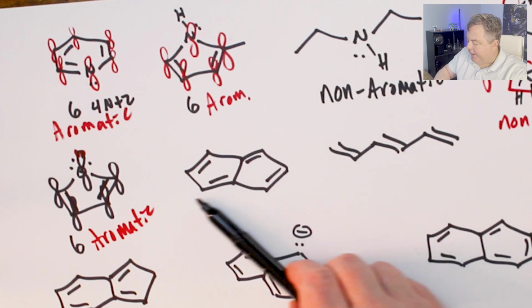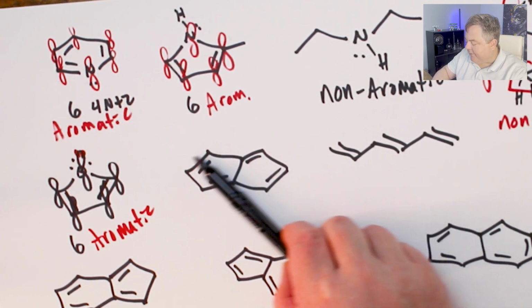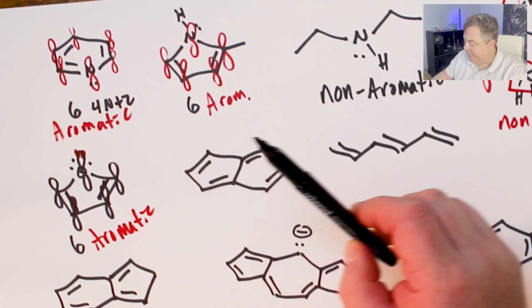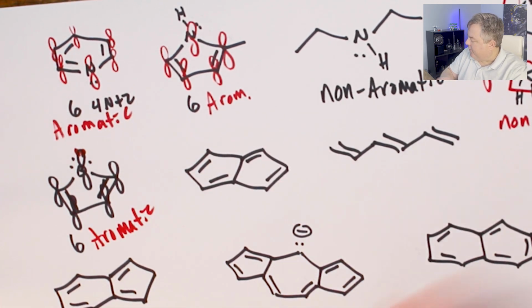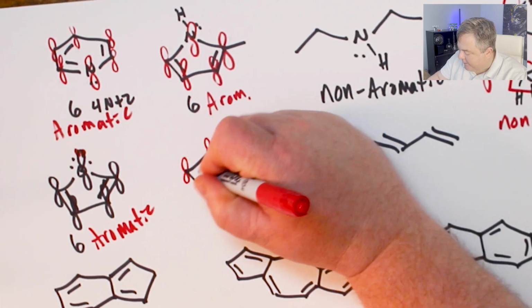This one, is it a ring? Yes. And in fact, it's 2 rings fused together. So I'm going to count this entire ring when I count this one. Is it conjugated all the way around? Well, yeah, it looks like it because there's a double bond here.